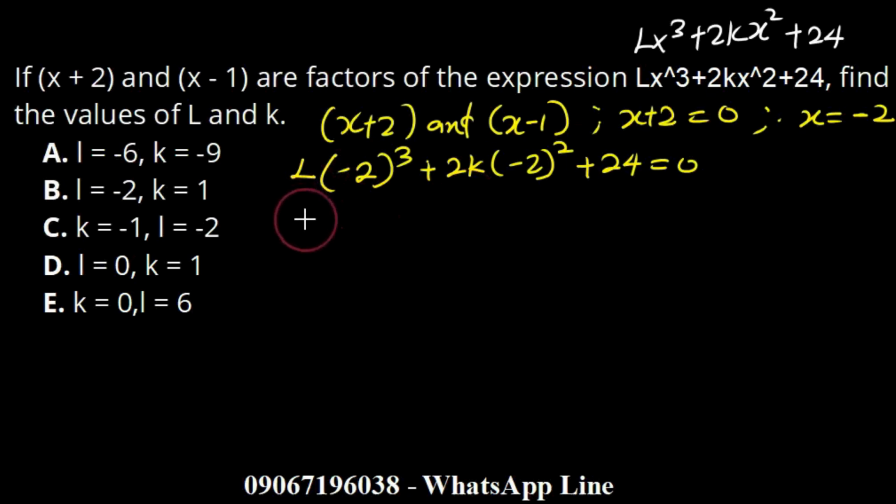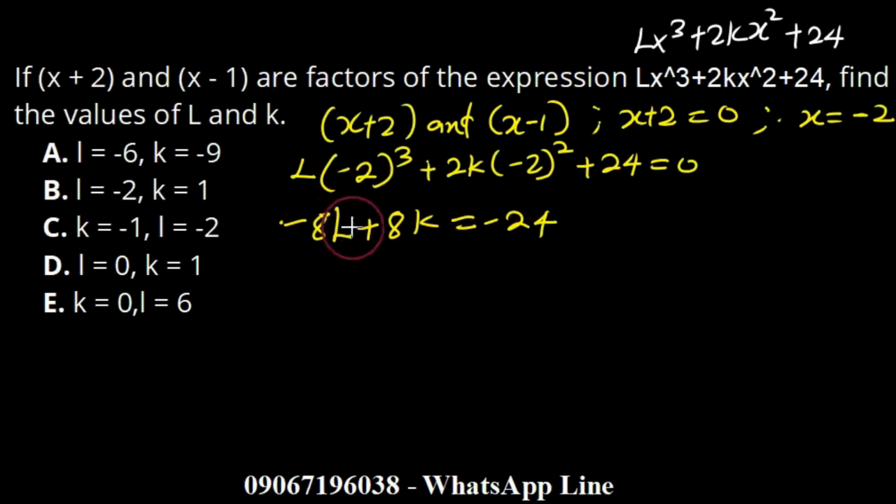So this is going to become minus 8L. Remember, minus 2 cubed is minus 8. Minus 8 times L is minus 8L. Minus 2 to the power 2 is 4. 4 times 2 is 8. So this is going to become plus 8k, and this is going to give us plus 24. So take this over here, it's going to become equal to minus 24. So this is our equation 1.